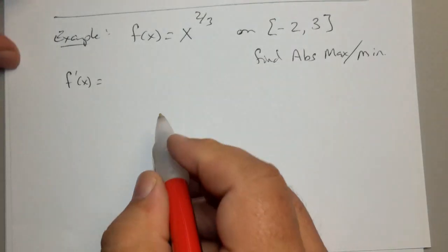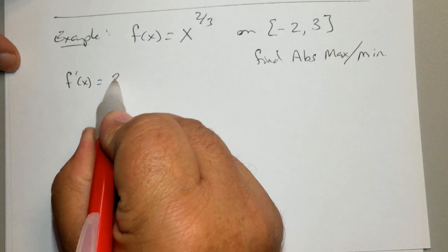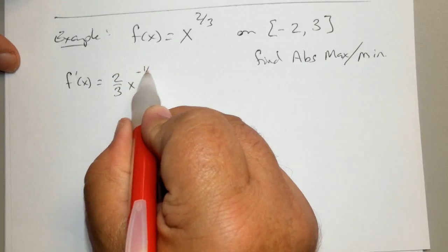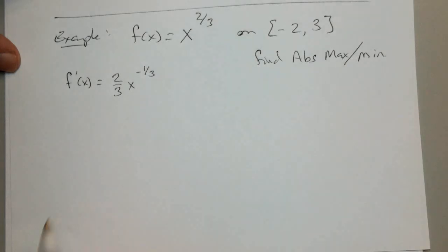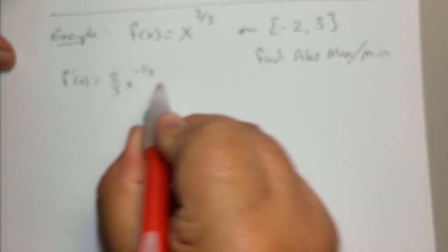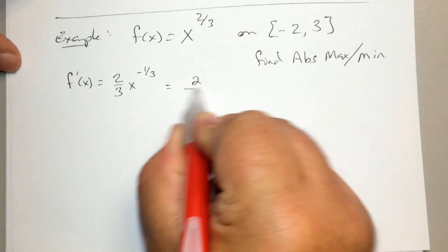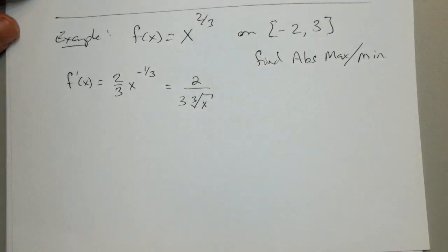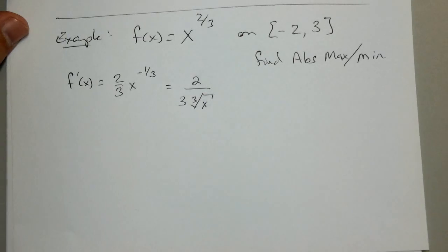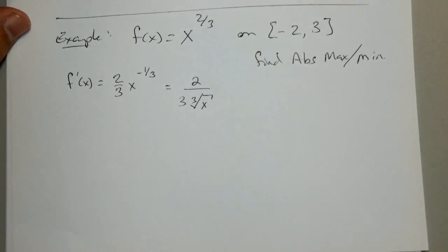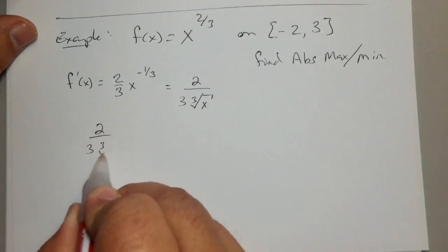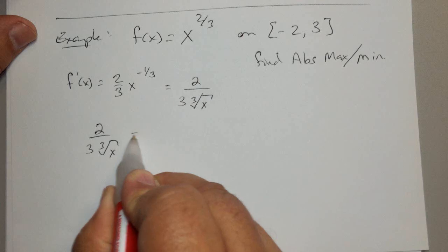So the first thing we have to do is find the first derivative, which is 2/3 x, subtract 1 from the power. So we have 2 over 3 cube root of x. That's the first derivative. Set it equal to 0: 2 over 3 cube root of x equals 0.